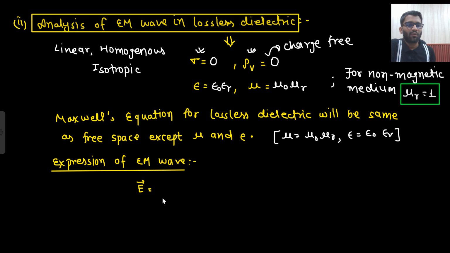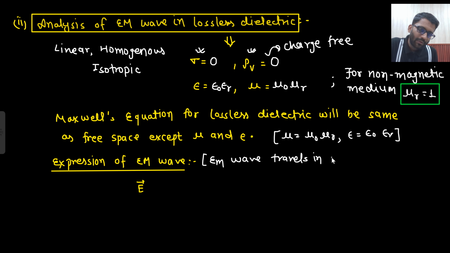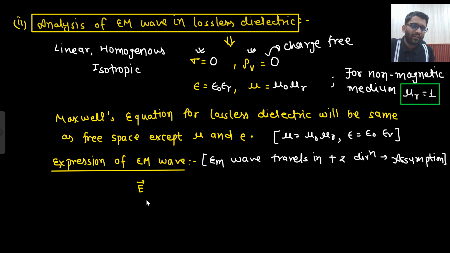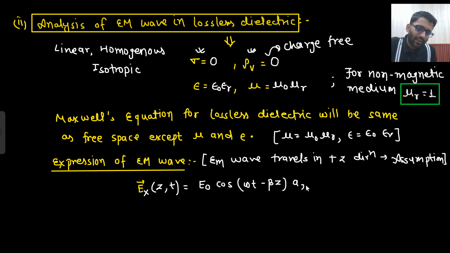Right? So what will be the expression of the electric field? What I am considering is that the EM wave travels in the positive z direction. This is the assumption I am making. Based on this assumption, what will be your electric field? If I am saying that the EM wave is traveling in the positive z direction and that I am having the electric field component in the x direction, can I write down the equation like this? E naught cos(omega t minus beta z) a_x cap.